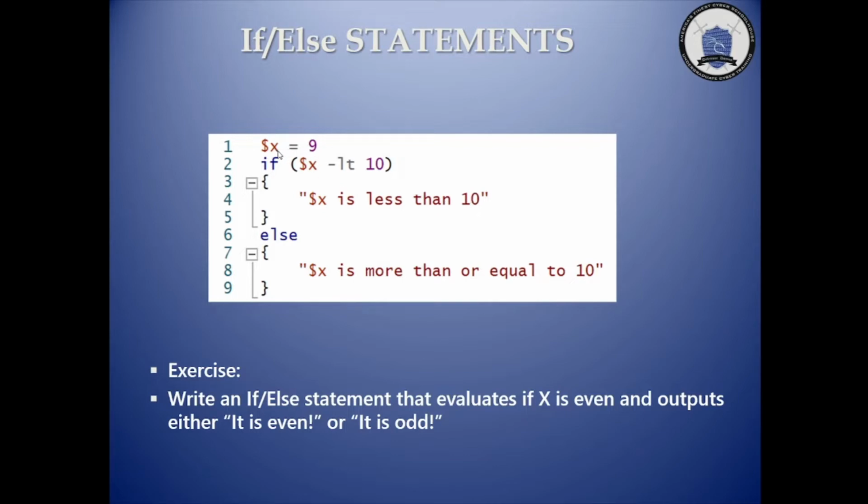So let's say we change the variable x to equal 11 here. Then it's going to check, is 11 less than 10? No. So now we're going to go down here, and it's going to execute the else, and it will say 11 is more than or equal to 10.